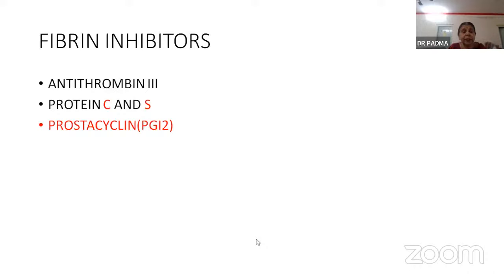intrinsic and the extrinsic pathway, including the clotting factors, antithrombin 3, factor 10, factor 2, fibrin, plasminogen to plasmin, then in the presence of plasmin, fibrinogen to fibrin, and along with that, there is platelet aggregation, which we will see in the further slides. The next one is the fibrin inhibitors, where the main one is antithrombin 3, where we will see that no coagulation happens. Protein C and S, as well as prostacyclin, that is PGI2, which is present in the walls of the blood vessels.